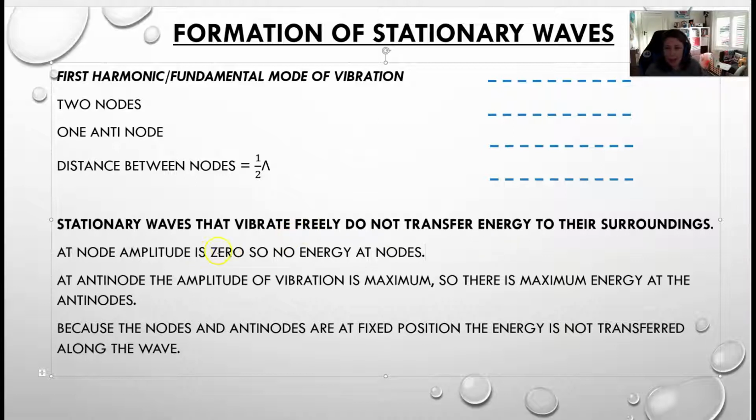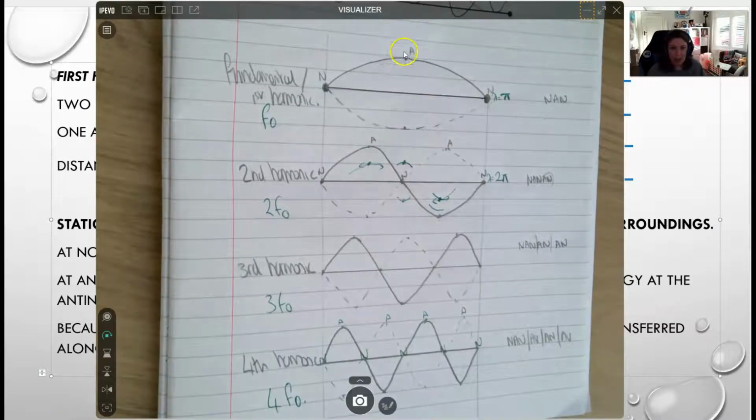At a node, the amplitude is 0, so there's no energy at the nodes. At antinodes, the amplitude of vibration is at a maximum, so there's maximum energy at the antinodes. This is on the string, not in the surroundings. And because the nodes and antinodes are at fixed positions, the energy is not transferred along the way. So basically, you always get maximum energy here and minimum energy here. It's not moved along like in a progressive wave.